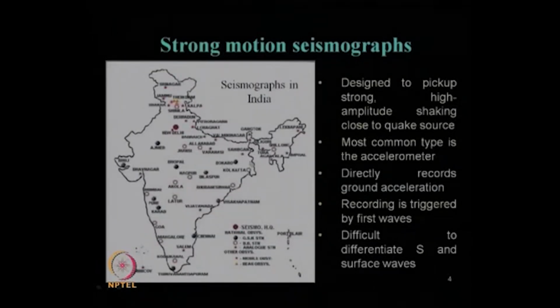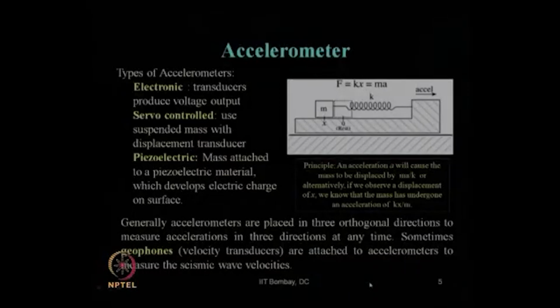These are various locations of strong motion seismographs located all over India, which record P wave, S wave and surface wave whenever they are not in the shadow zone of either of these waves. This is the basic principle on which an accelerometer works. We have seen there are typically 3 major types of accelerometers, like electronic, servo controlled and piezoelectric, but the basic fundamental on which this accelerometer works is a single degree of freedom mass spring system.